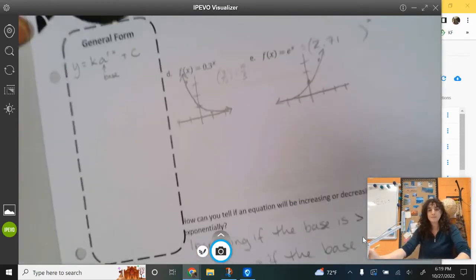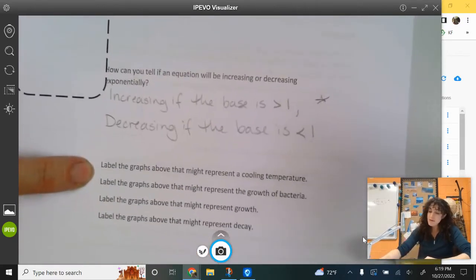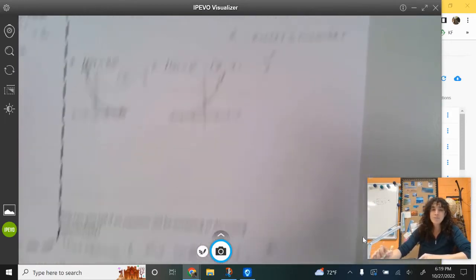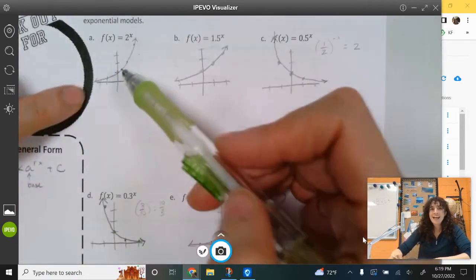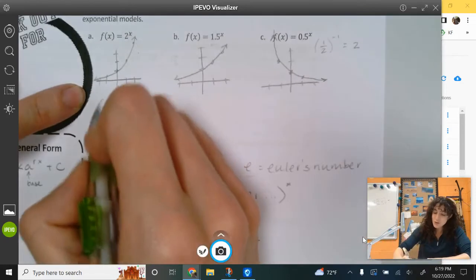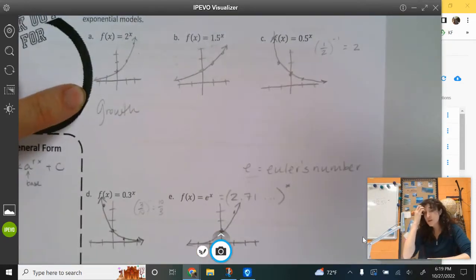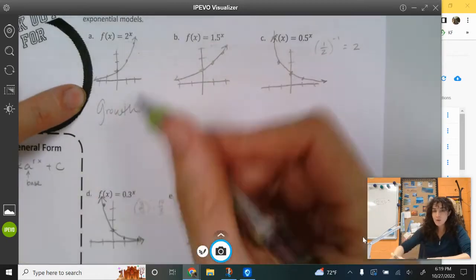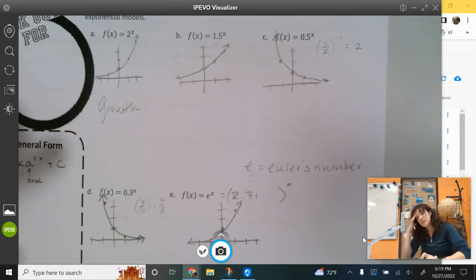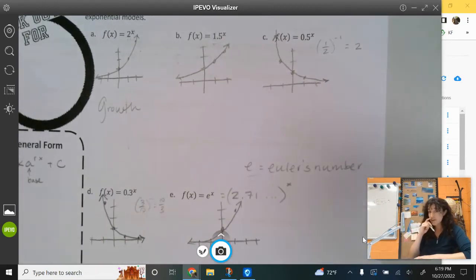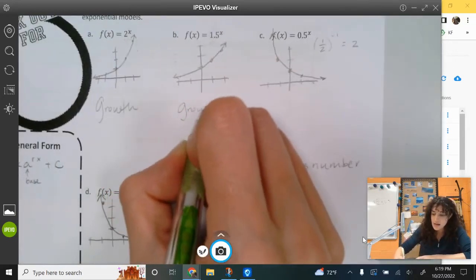Less than 1. Okay. So we're going to label the graphs that might represent a cooling temperature. Let's just do it this way. This is representing a growth, right? Anytime we have like a bacteria growth or population growth, anytime we're thinking about growth, this is what an exponential growth will look like. This is helpful for when you get to a problem and you see that as an exponential model and you're going to think, okay, I want to have a visual representation of this relationship as well as a formulaic representation. This will be your visual representation. Draw this out real quickly to be like, okay, this is what a growth looks like in an exponential model.